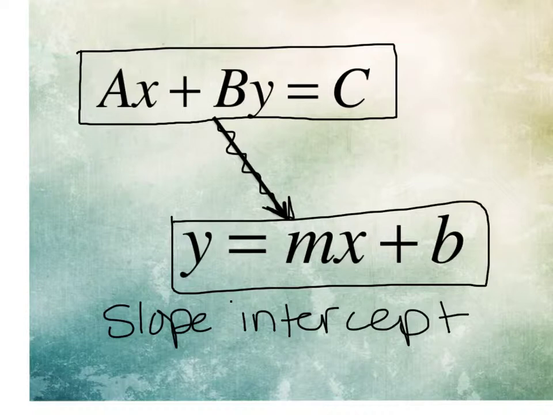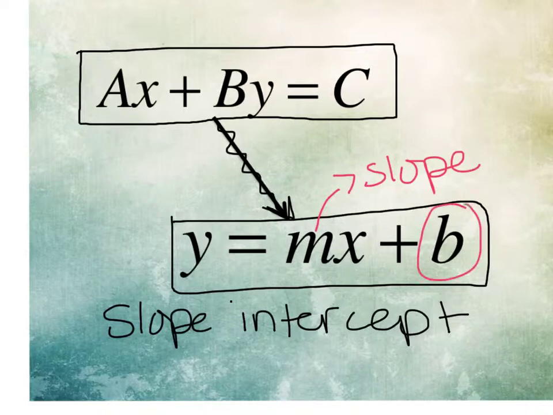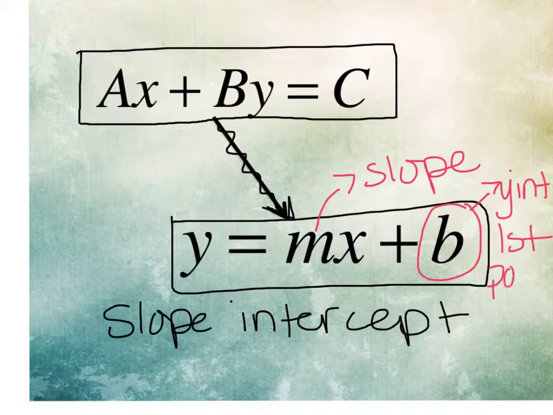Quickly, I just want to review and recap some information. In slope-intercept form, you're given two things, slope and the intercept. M represents your slope, and that's how we count rise over run. And b represents your y-intercept, and that's the first point that we're going to plot on our graph.